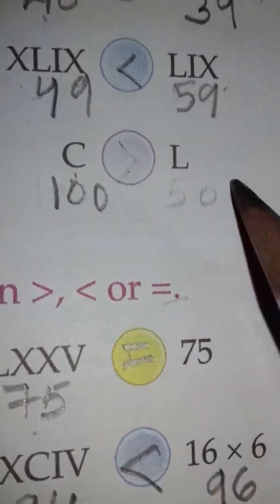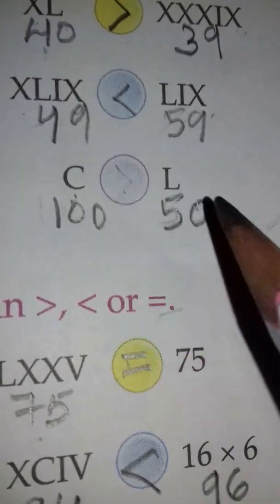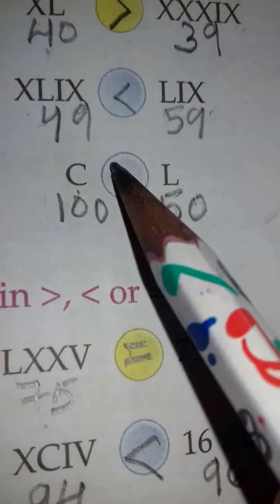In G, one side it is given C. C means 100. Another side it is given L. L means 50. So which one is greater, C or L? Very good. C, 100.